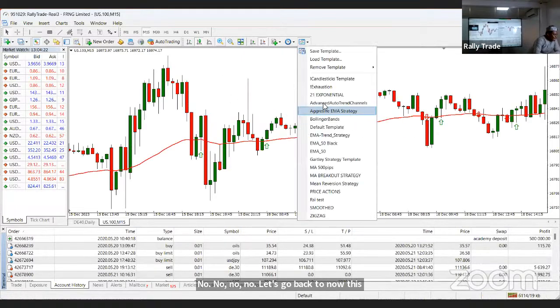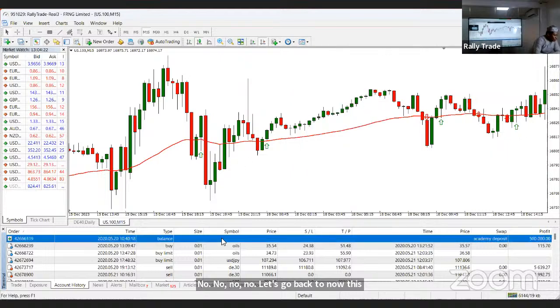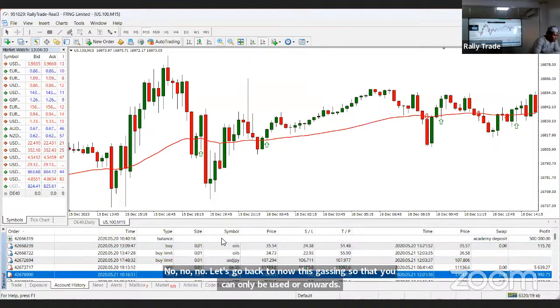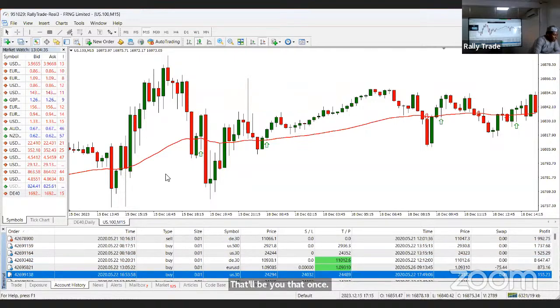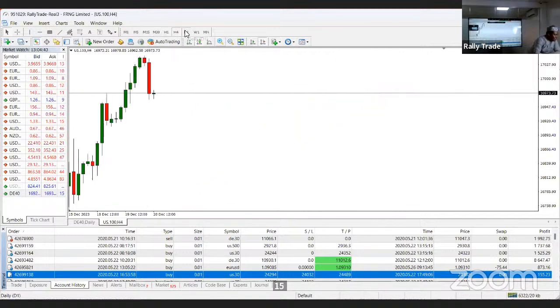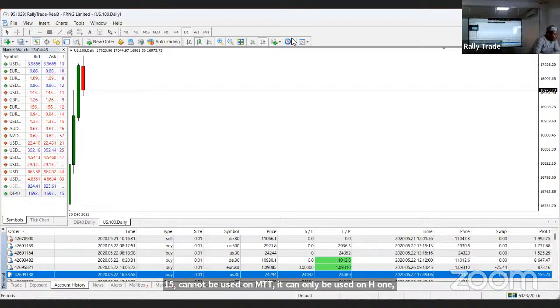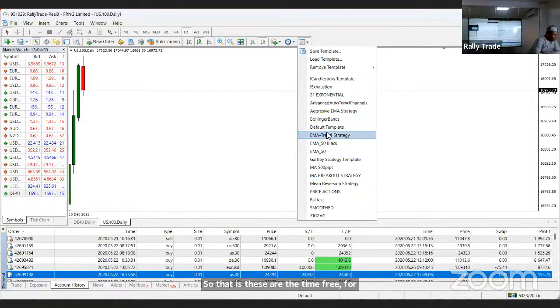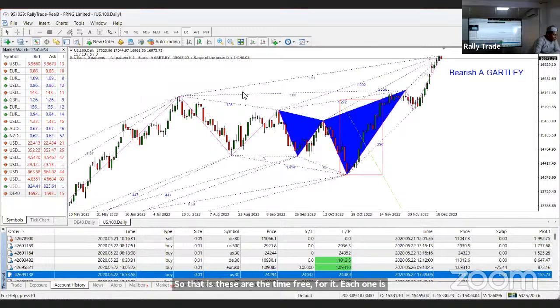This Gartley strategy can only be used on what? Laptop. It can only be used on laptop. Plus, it cannot be used on M15. It cannot be used on M30. It can only be used on H1, H4, and D1. Those are the time frames recommended for it. H1, H4, D1. Scalpers cannot use it.